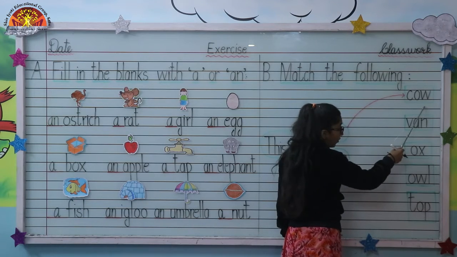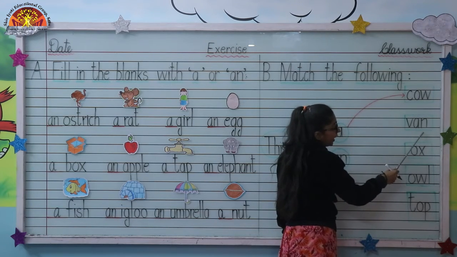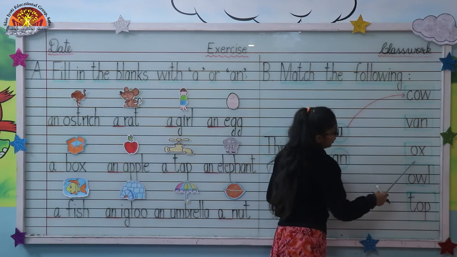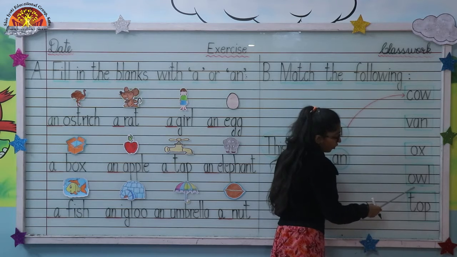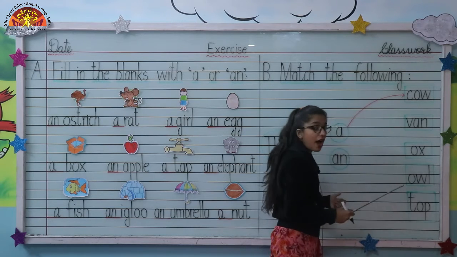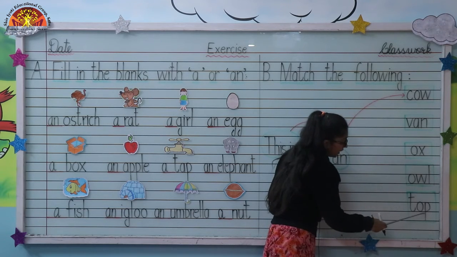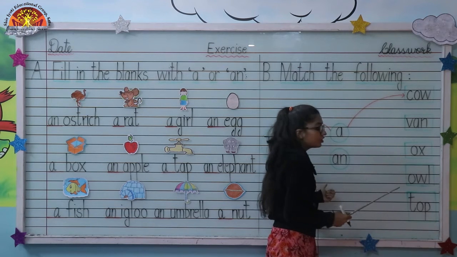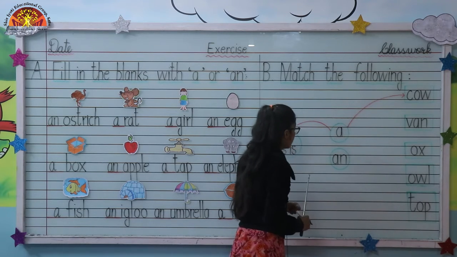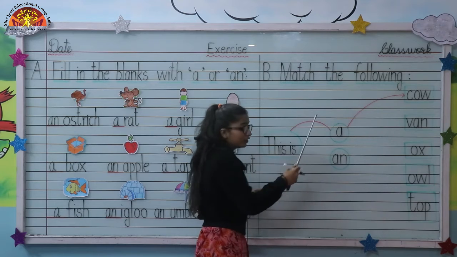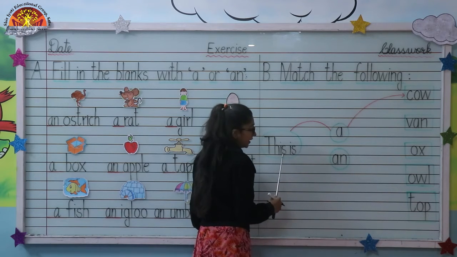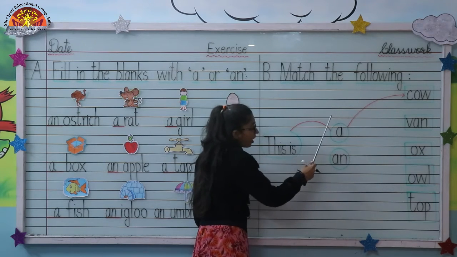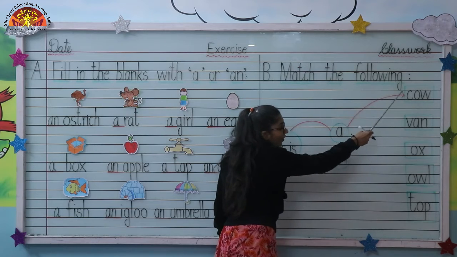C-O-W, cow. V-A-N, van. O-X, ox. O-W-L, owl. T-O-P, top. Okay kids, so the first one is already done in your book. Let's read. T-H-I-S, this. I-S, is. This is a cow.